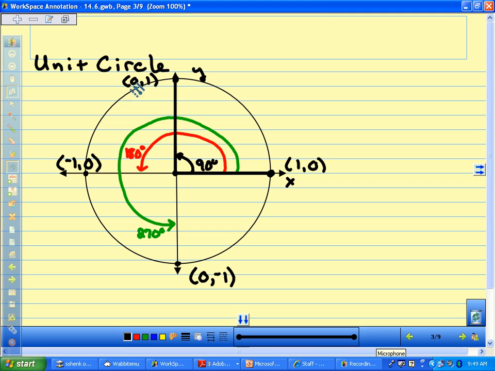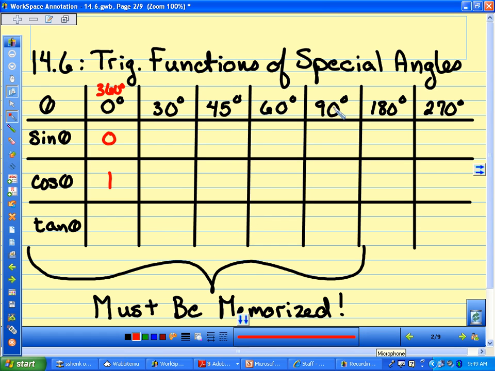What is the cosine of a 90? 0. What is the sine of a 90? 1. Let's fill that in. 90 degrees, you said the cosine was 0 and the sine was 1. Okay. Any questions on this, folks?